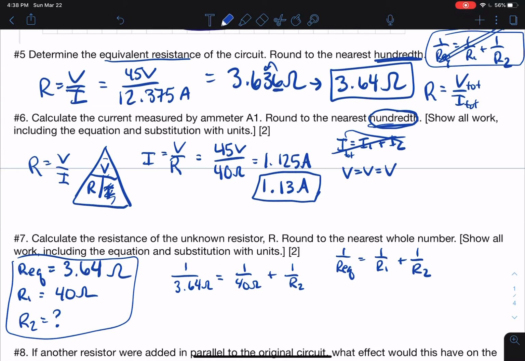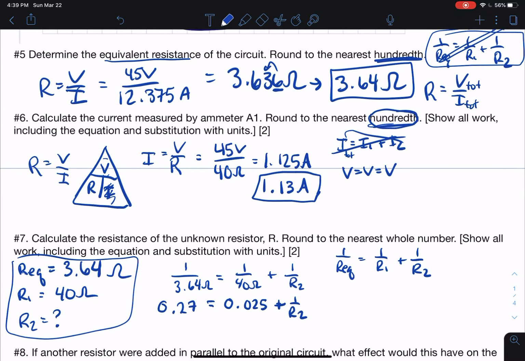And I'm going to go ahead and write this in decimals. I think that might be the easiest way to do it on the video, but there are other ways you can do this as well. So this rounds to like 0.27 equals 1 over 40, which is 0.025, plus 1 over R2.